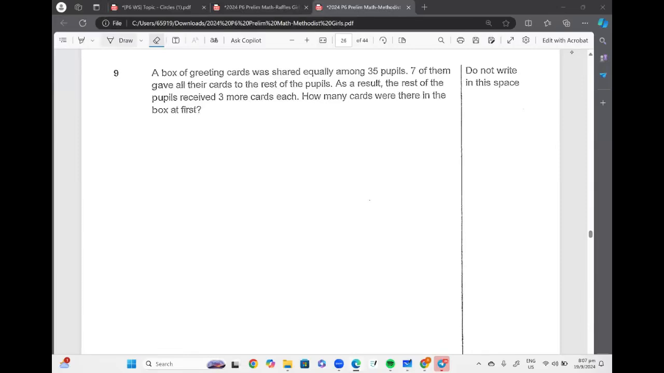Okay, so a box of greeting cards was equally shared among 35 pupils. 7 of them gave all their cards to the rest of the pupils. As a result, the rest of the pupils received 3 cards each. How many cards were there in the box at first?